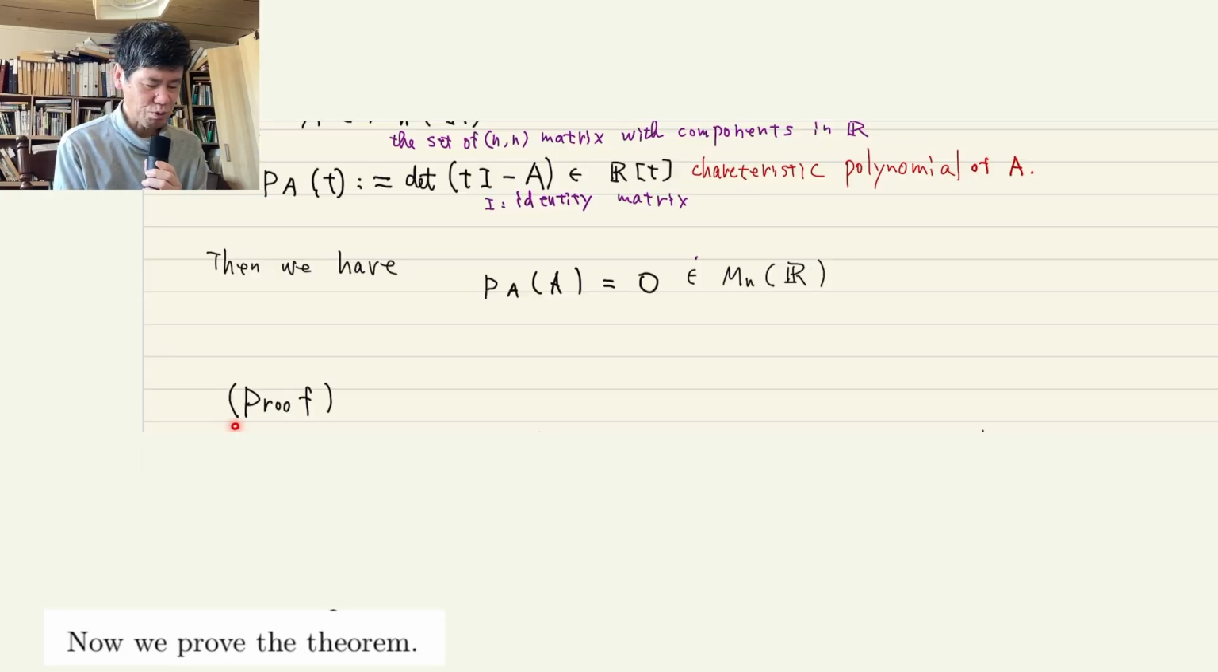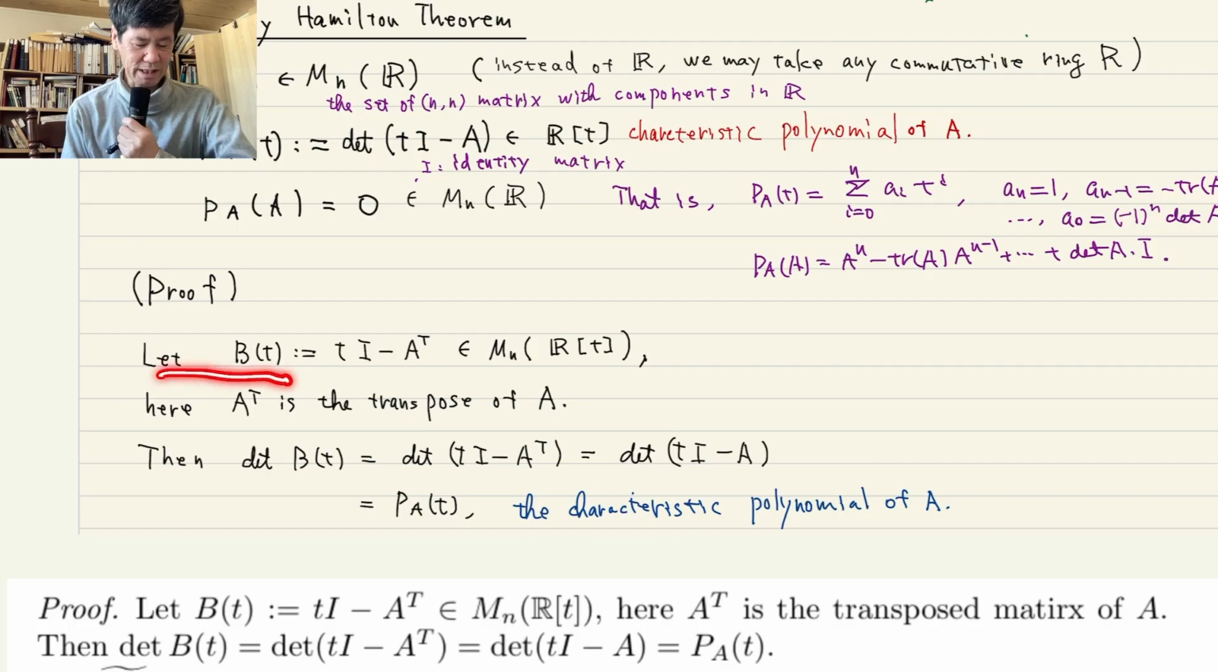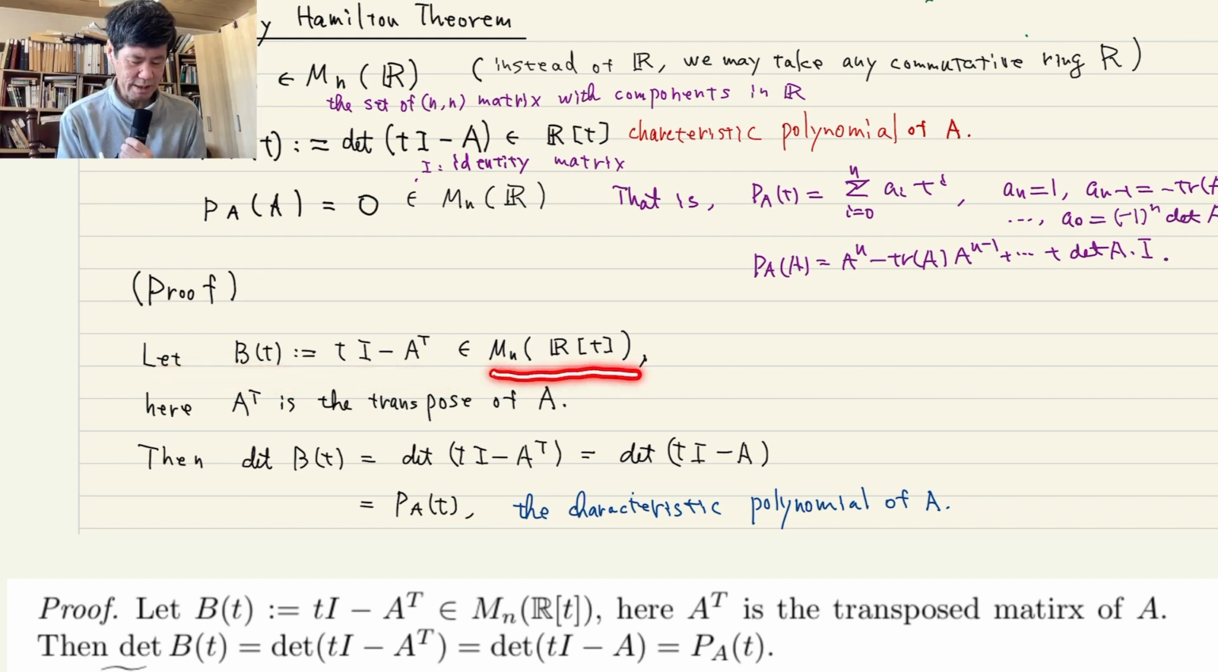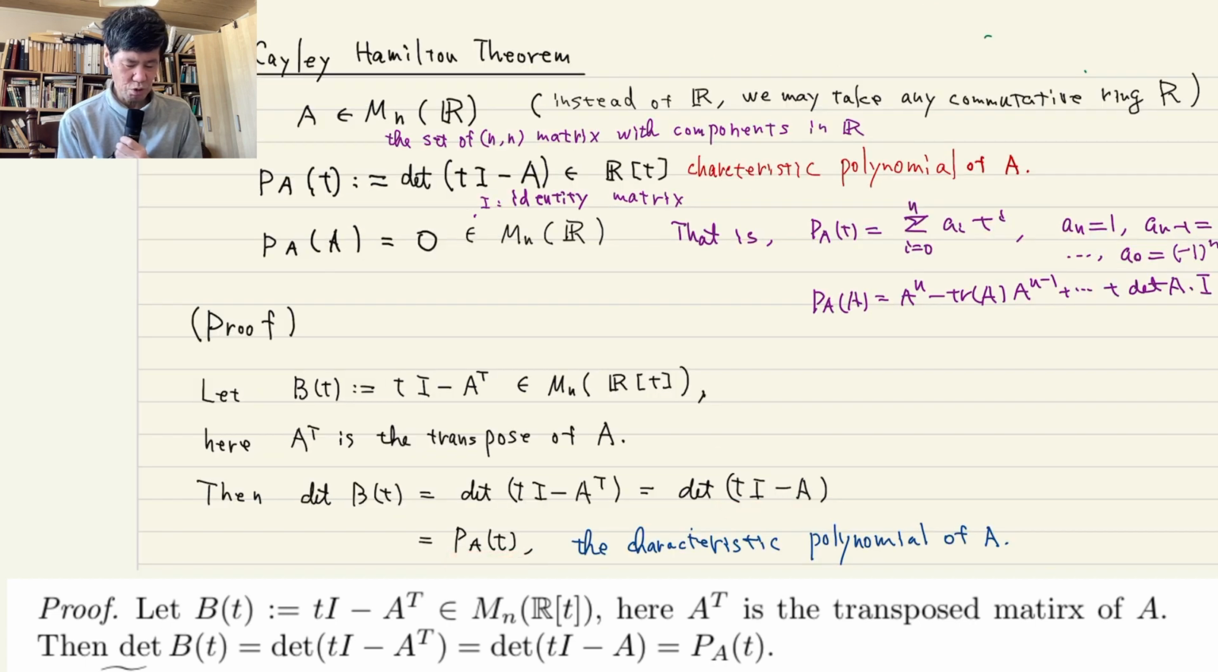Now we give a proof. Let B(T) be TI minus A transposed. This is a matrix whose components are polynomials in T. Then the determinant of B(T) is the determinant of TI minus A transpose, which is equal to the determinant of TI minus A, and it is equal to the characteristic polynomial of A.